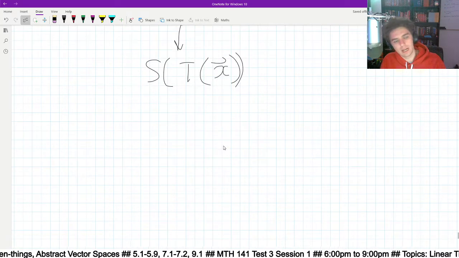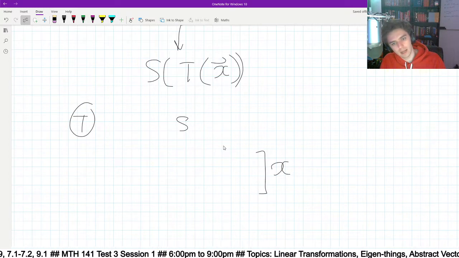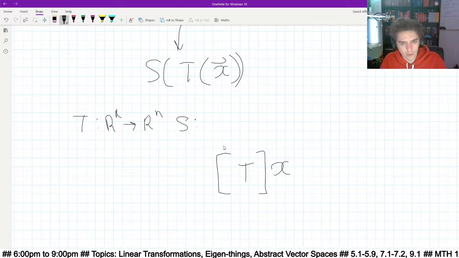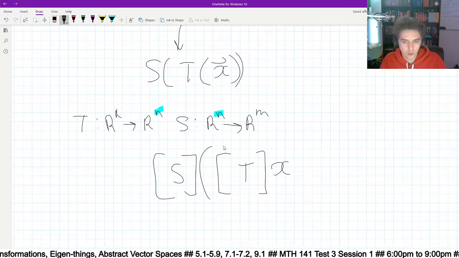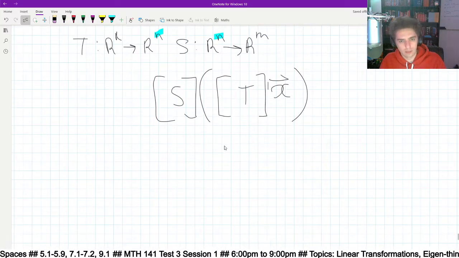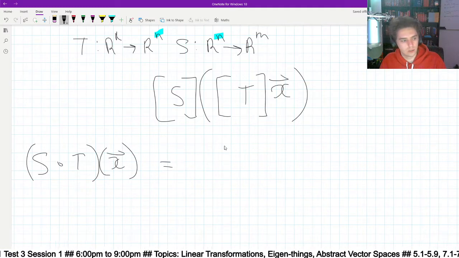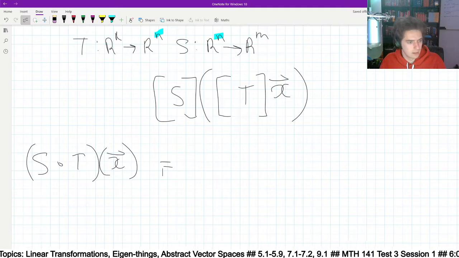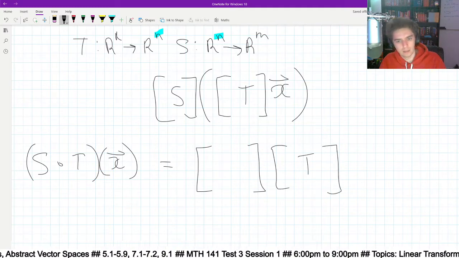So if you think about it, if T is a transformation and S is another transformation, then if I take a vector and I want to apply T first, I would multiply it by the matrix representation of T. Assuming that T goes from Rk to Rn, and S goes from Rn to Rm, and this matches up, then I can just apply the matrix representation of S to that vector X. A simpler way of writing it, without the brackets, is S of T of X is equal to the matrix representation of S times the matrix representation of T times X.